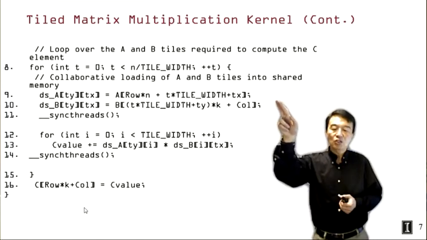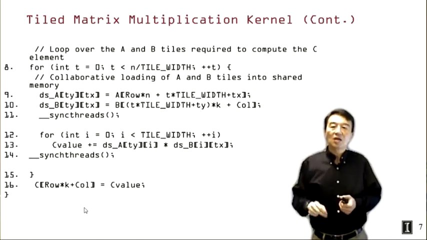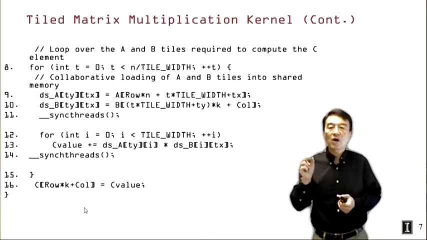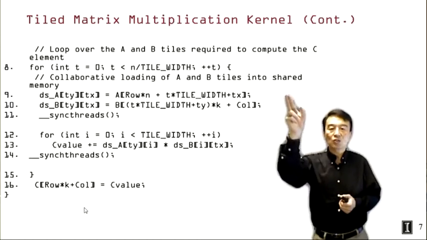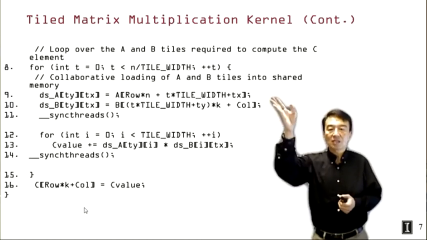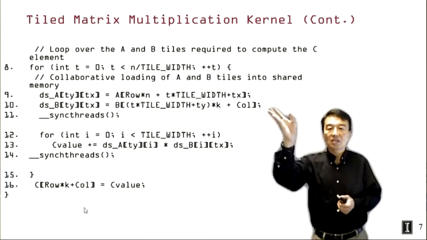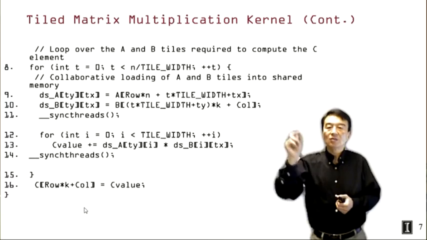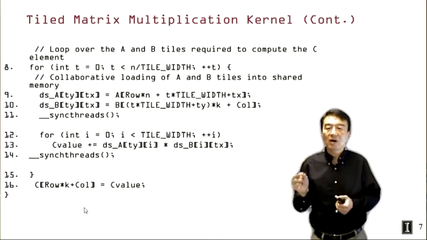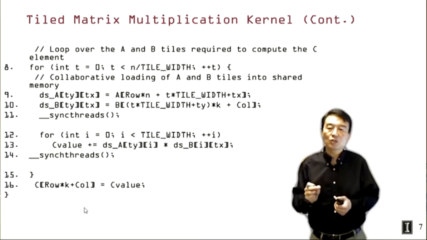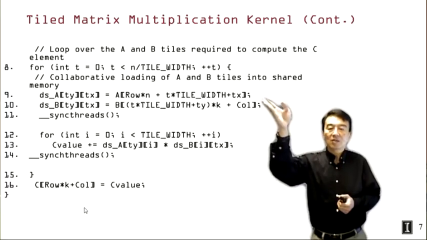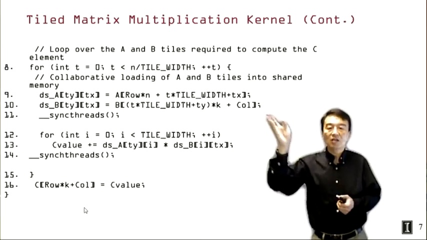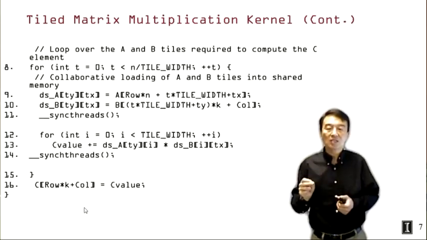And within each tile, or each phase, every thread is going to be responsible for loading 2 elements, one A element and one B element, into the shared memory. So this is the code for loading the A element, and this is the code for loading the B element. The shared memory array is indexed by the thread index in the Y dimension, as well as the thread index in the X dimension. And the index for the A element and B element is exactly what we discussed in the previous slides.